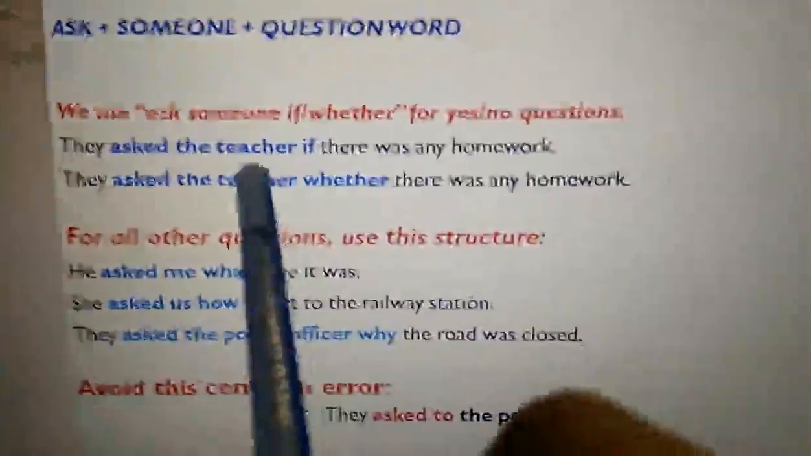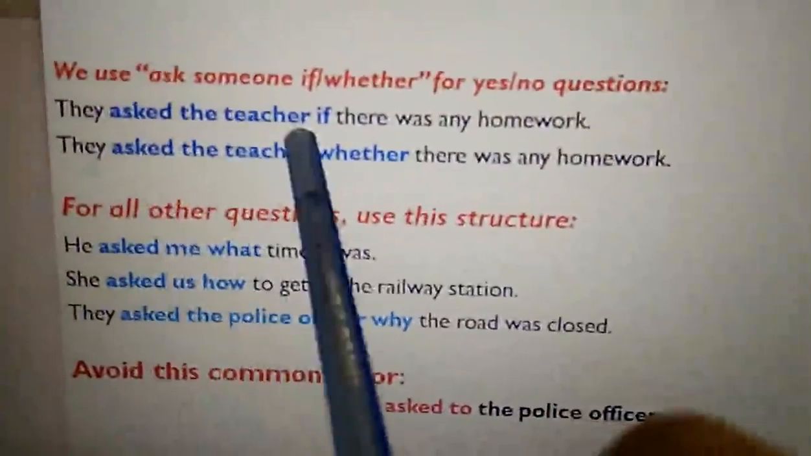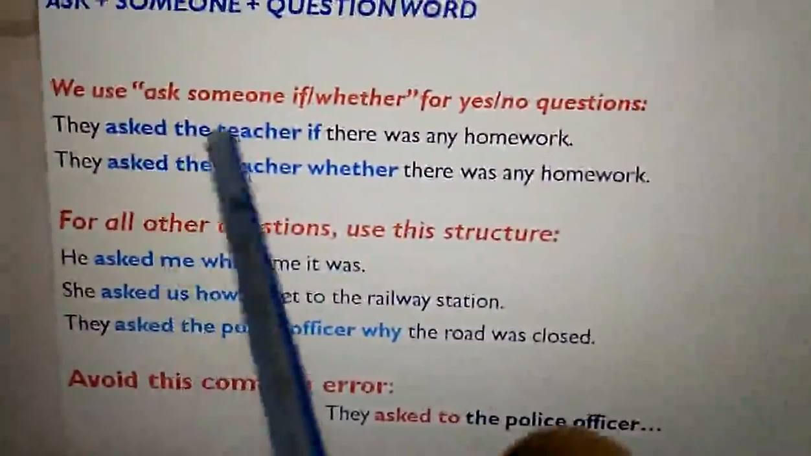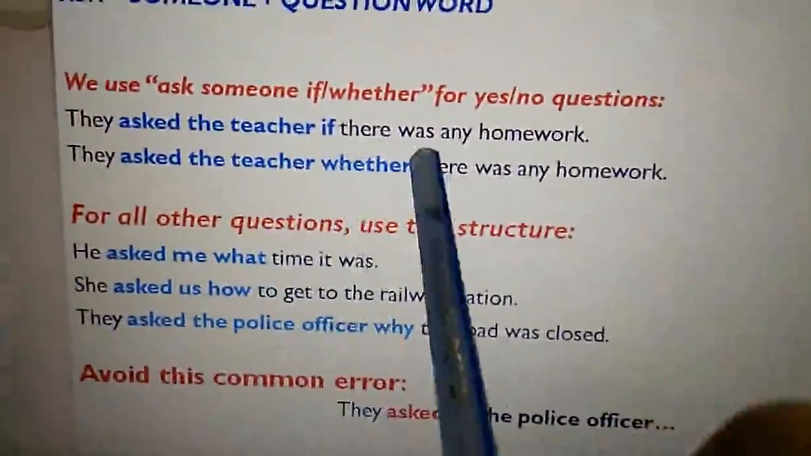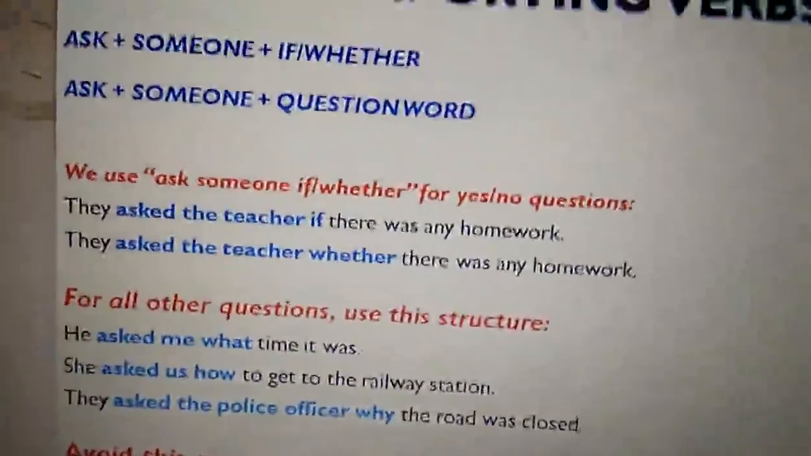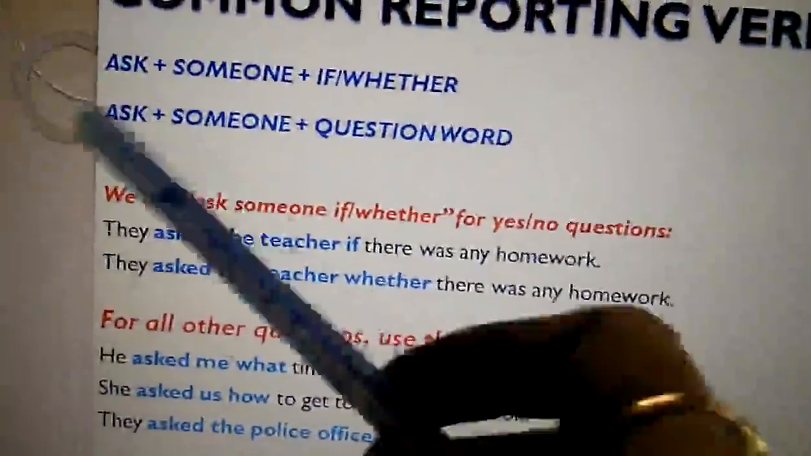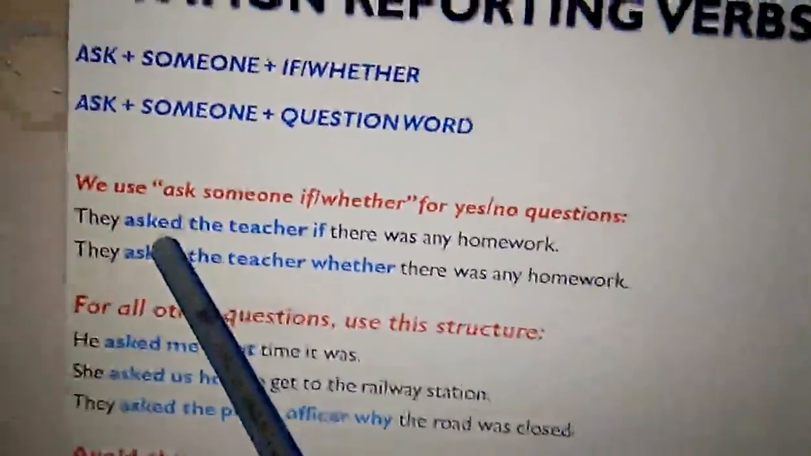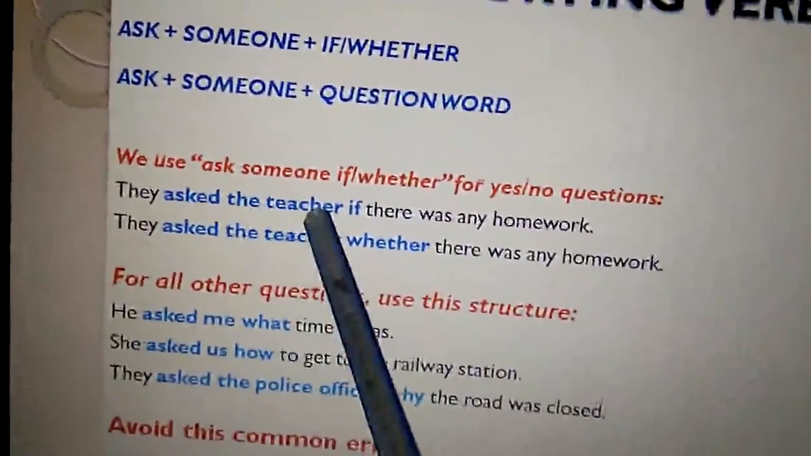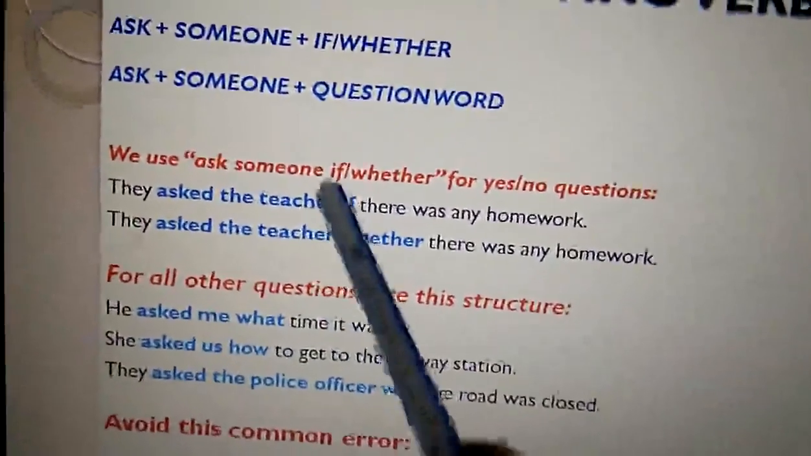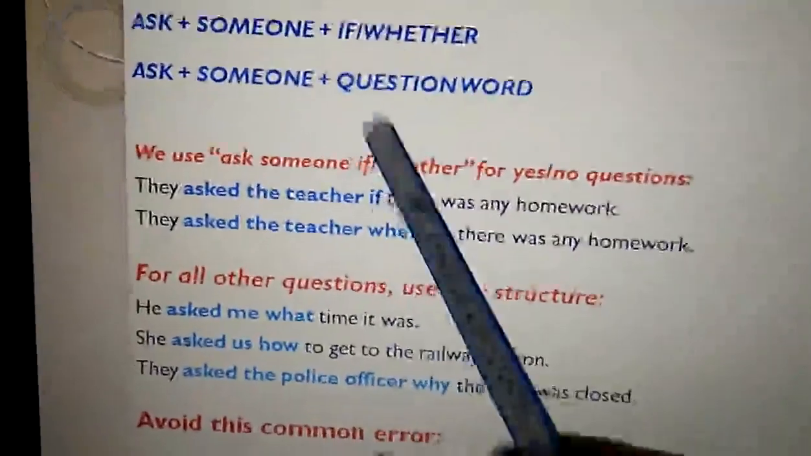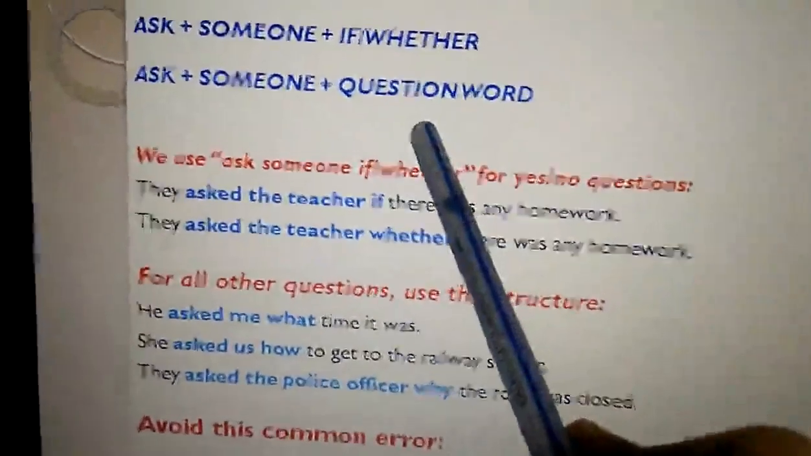So we'll see an example sentence. They asked the teacher if there was any homework. So here, as I told you, asked is the reporting verb. Immediately after asked, we got a person, that is someone, the teacher, and then we got if. So this is the pattern. And we have one more pattern for question words.